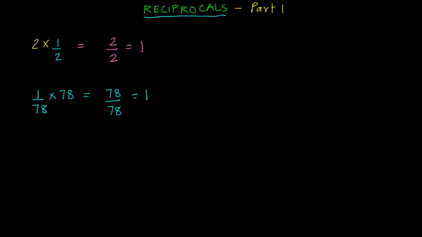Let's look at a third problem. 2/3 times 3 halves. And the way we do this is multiply the numerators and multiply the denominators. And we have 6/6, and that again is equal to 1. So what we have encountered here are reciprocals.